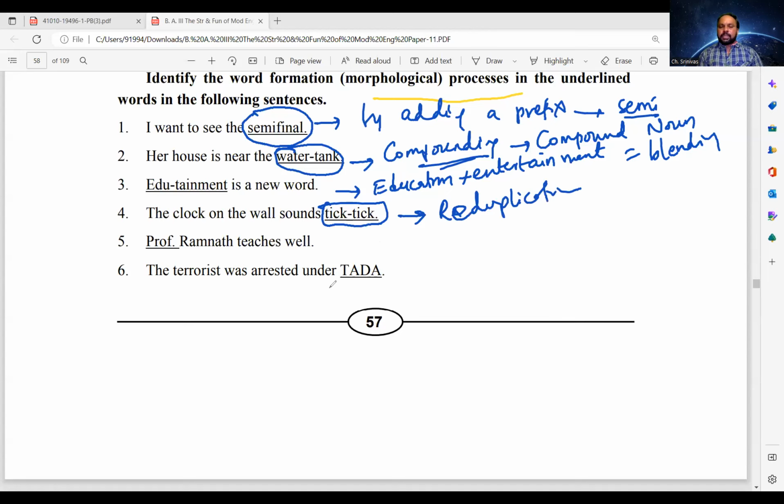And the terrorist was arrested under TADA. Under TADA. What is this TADA? How is this word formed? Word ela form avutundi cheppandi. TADA. Okay, this is a process of forming new words according to acronym. Acronym prakaram form cheyabadindi.